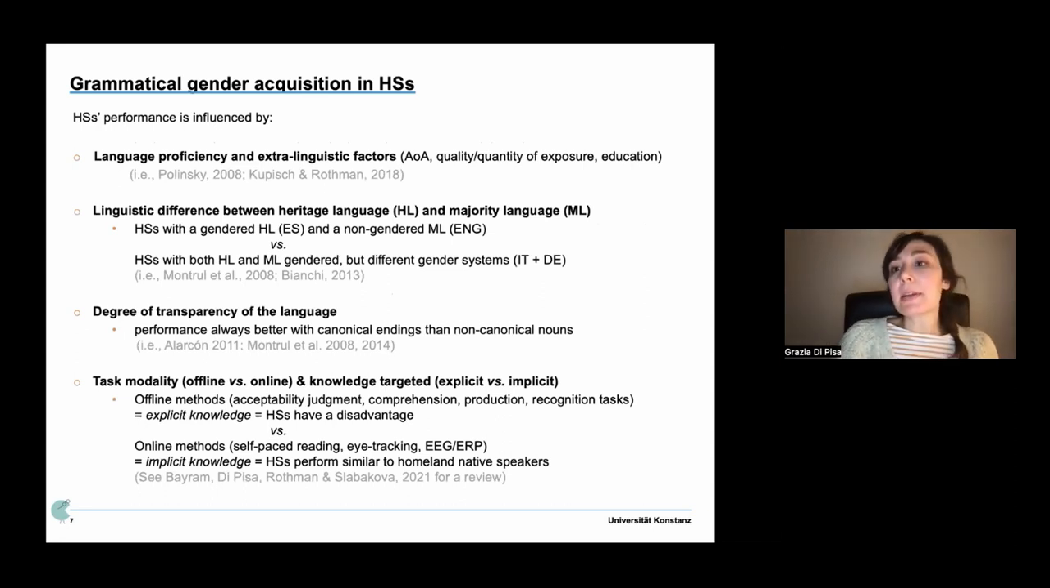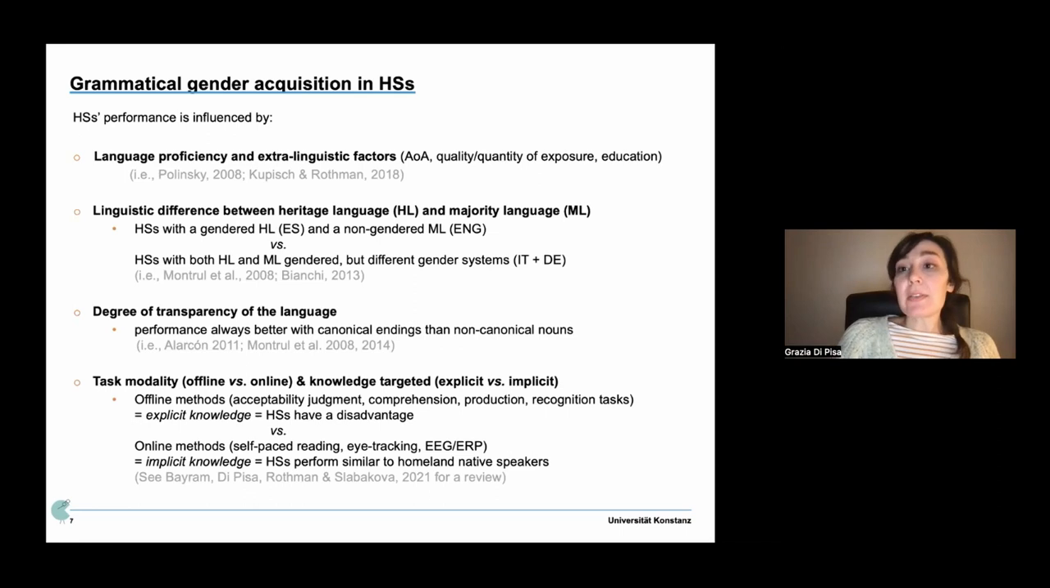And in fact, if we have a look at the literature on gender in heritage speakers, we can see that the different studies are influenced by language proficiency and extra-linguistic factors. So for example, the age of acquisition of the second language, the majority language, the quality and the quantity of exposure, and whether heritage speakers had courses in their heritage language. There is also the influence of the linguistic difference between the heritage language and the majority language. So for example, imagine you are a Spanish heritage speaker. Spanish has two genders, masculine and feminine, and you are in the US, where the majority language is English. English is a non-gender language.